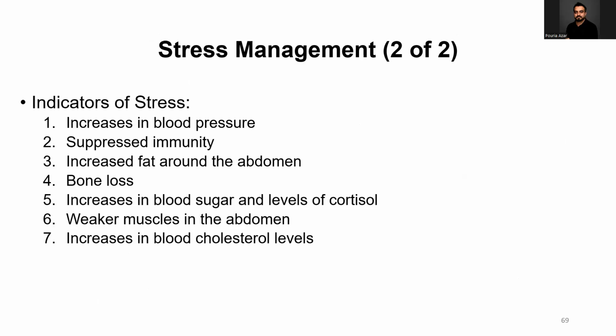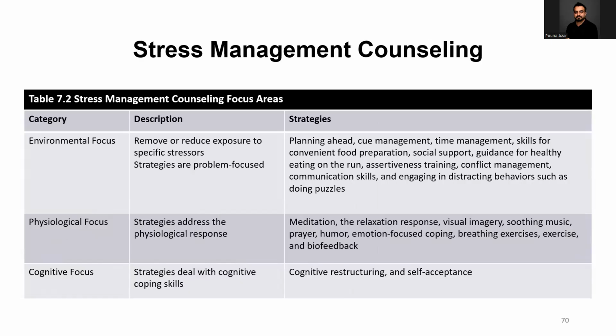We have seven indicators of stress: increases in blood pressure, suppressed immunity, increased fat around the abdomen, bone loss, increases in blood sugar and levels of cortisol, weaker muscles in the abdomen, and increases in blood cholesterol levels.